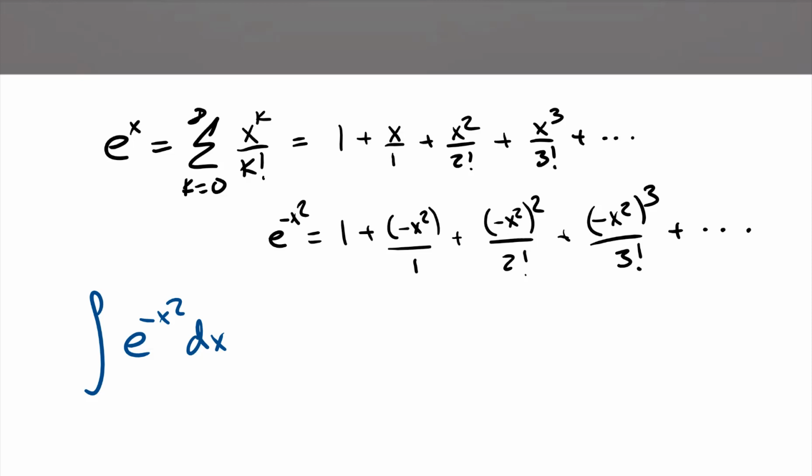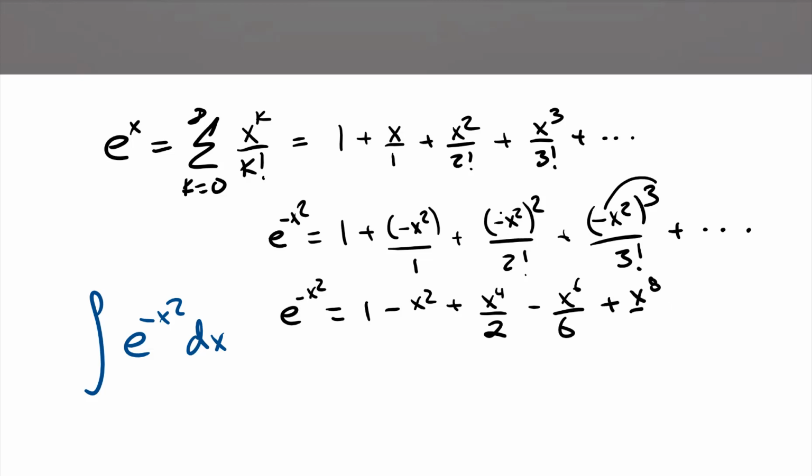So we look at this, and e to the negative x squared is equal to 1 minus x squared. The square gets rid of the negative, so it becomes positive, and you get x to the 4th over 2 factorial, which is 2. The cube keeps the negative, and we get x to the 6th over 3 factorial, which is 6. The next one would be x to the 8th over 24, and it goes on and on.